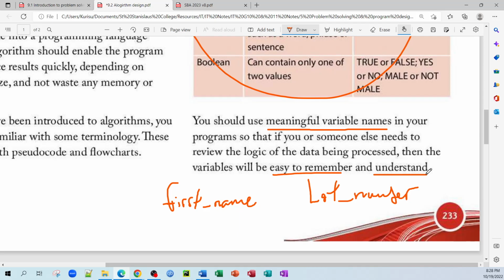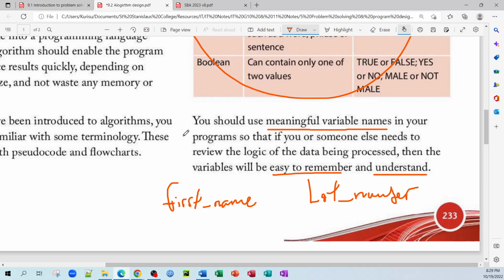Your algorithm is not only for you to read. Remember, your partner has to read it. Whoever is reviewing it has to read it. I have to review it. I have to understand what is happening there. CXC has to mark your SBA all over again, and they have to understand what you're doing with this variable. So you have to use meaningful names, so whoever is looking at it should be able to know that this variable is being used for this purpose, and they have a good understanding of it.